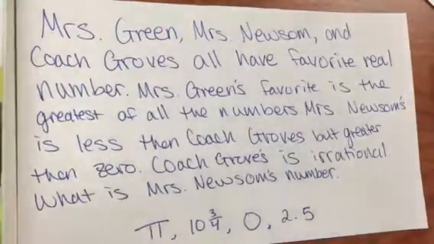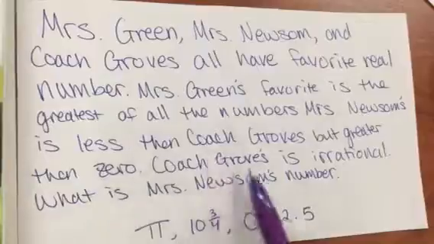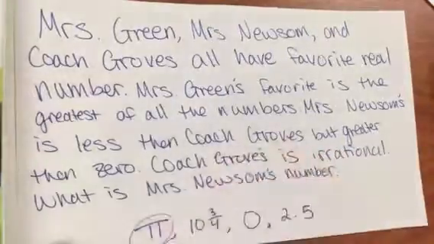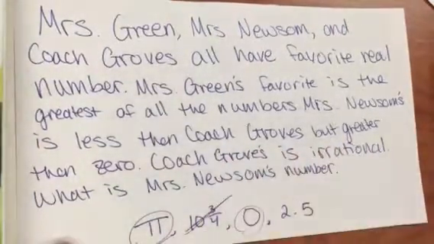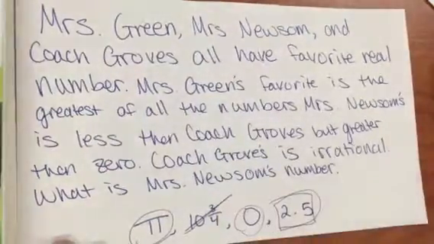So when you look at this one, you have to look at Miss Green's, the greatest. We didn't need that information at all. Great. Miss Green was the greatest. We all know Miss Green's amazing. Miss Green is the greatest. Then you go, Miss Newsom's is less than Coach Groves, but greater than 0. Cool. Coach Groves is irrational. What's the irrational number? Pi. And Miss Newsom's was greater than 0. This was Miss Green's because it was the greatest. We're left with 2.5. So Miss Newsom's number was 2.5.